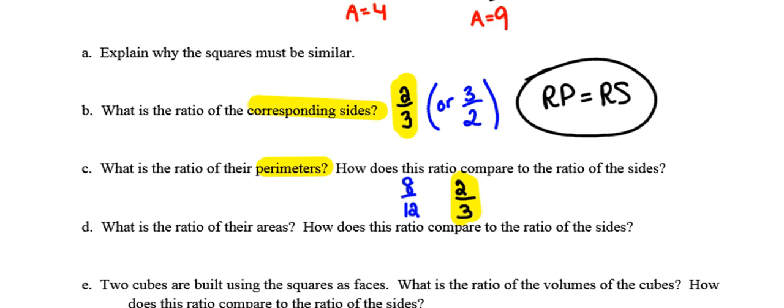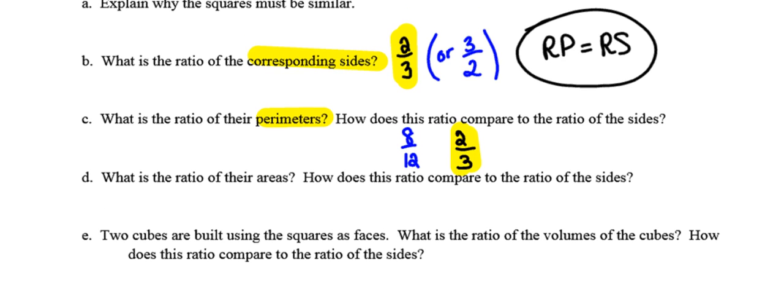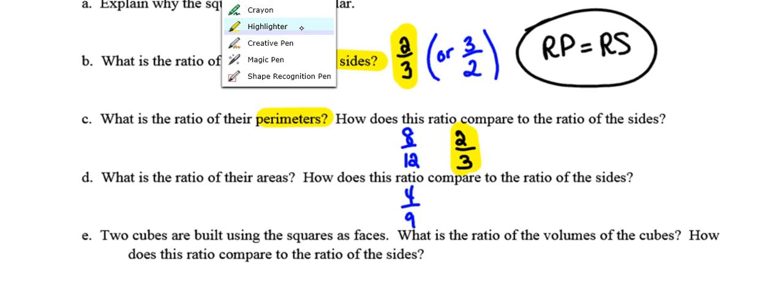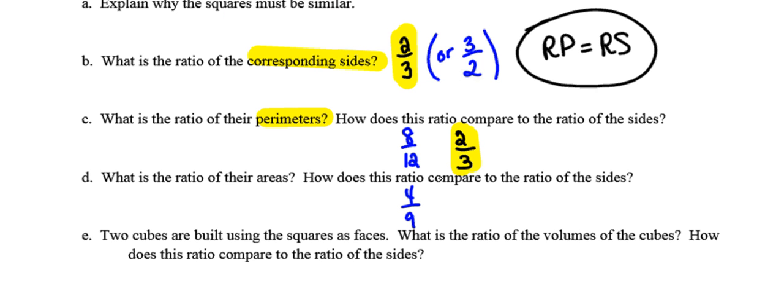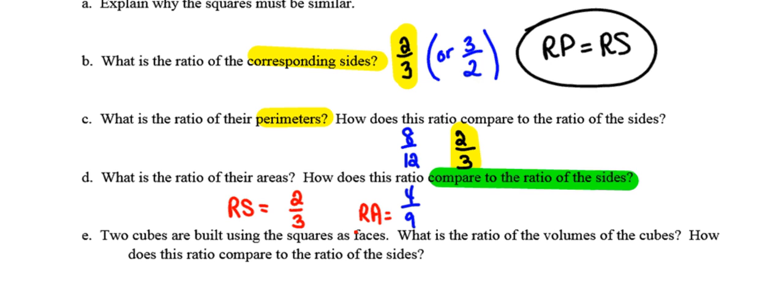The next question wants to know what is the ratio of their areas. So I'm going to compare smaller to larger. If I compare the area of the small one, 4, to the area of the large one, 9, I've written that now as 4 is to 9. And the big question here is, how does this ratio compare or relate to the ratio between their sides? Well, if we go back and look at the ratio between the sides, the ratio between the pairs of corresponding sides was 2 to 3. The ratio between their areas, 4 to 9.